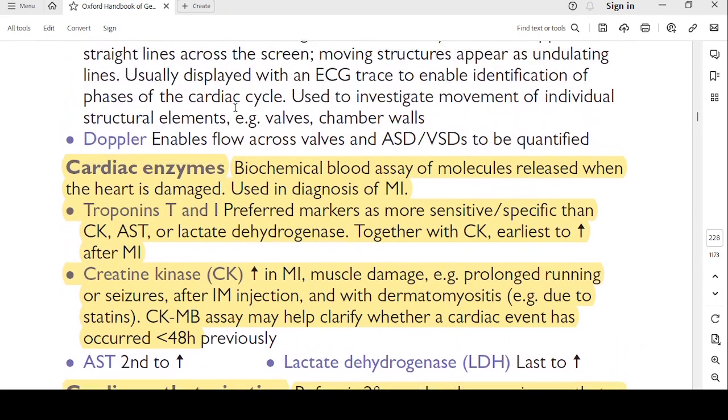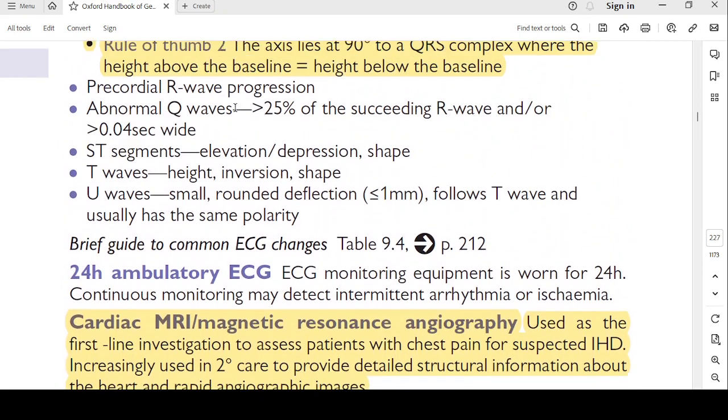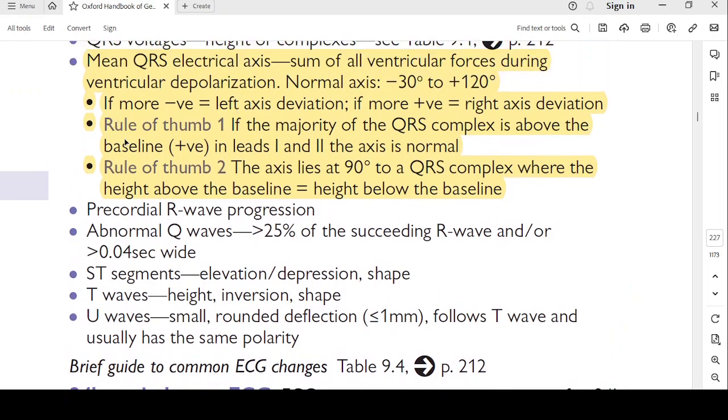Sorry, I forgot again, so we will read again. Rule of thumb 1: if the majority of the QRS complexes are above the baseline, positive in leads 1 and 2, the axis is normal. And rule of thumb 2: the axis lies at 90 degrees to a QRS complex where the height above the baseline is equal to the height below the baseline.